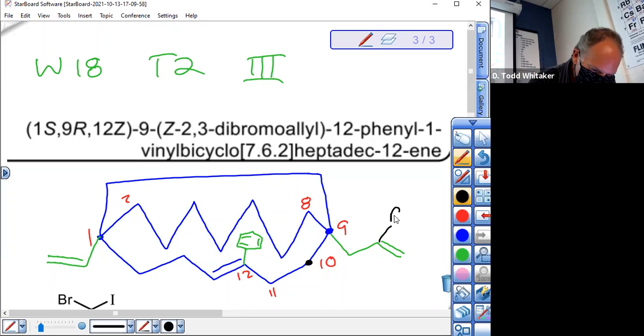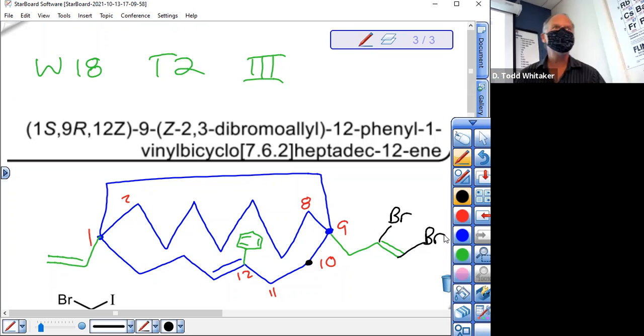And how do you make it Z with a bromo on 3? Do you put the bromo down here or up here? Up, because it has to be on the same side as the other bromo. You have the Z dibromo allele. And if we do them down, both of them down, that would work.